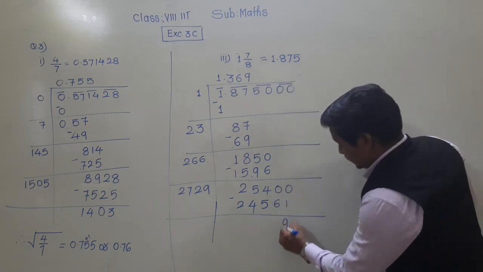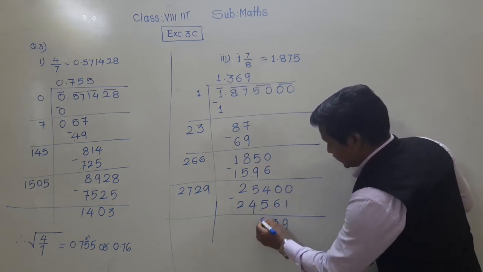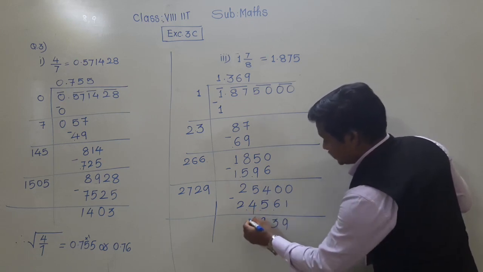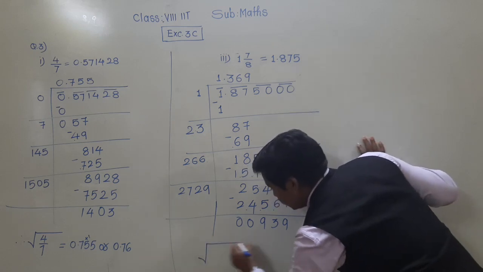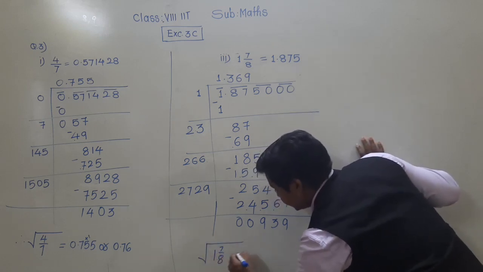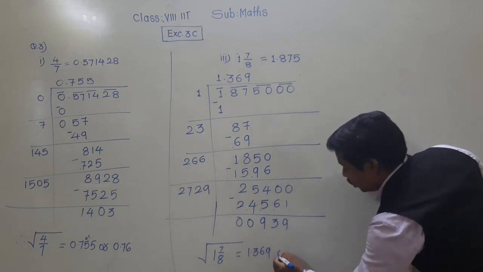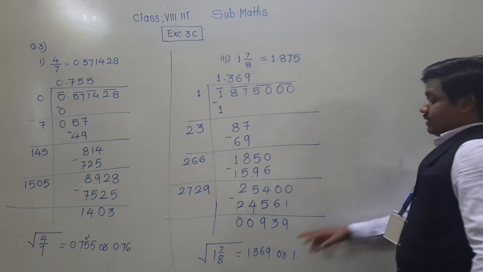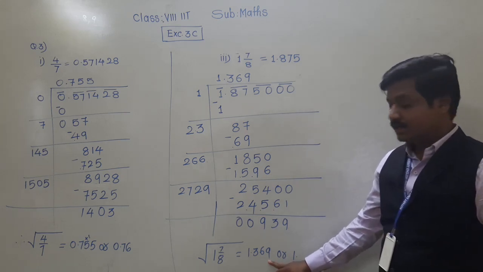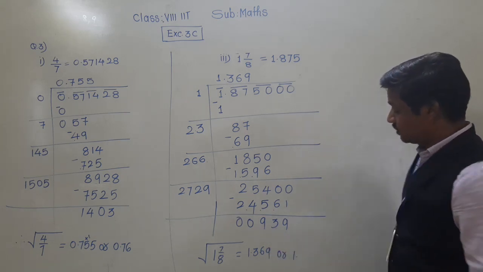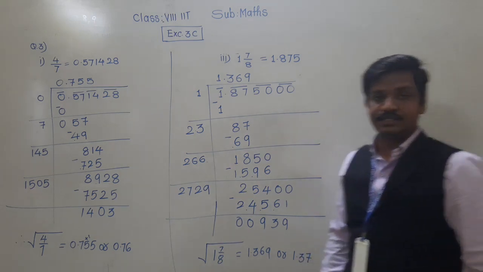Okay, so 10 minus 1, 9. 10 minus 7, 3. 40 minus 6, 9. 5 minus 5, 0. 2 minus 2, 0. Finish. So the square root of 1 integer 7 by 8 is 1.369, rounded to 2 decimal places. The third decimal place is 9, so while rounding off, 1 will be added to the 6. So 1.37 is your answer.